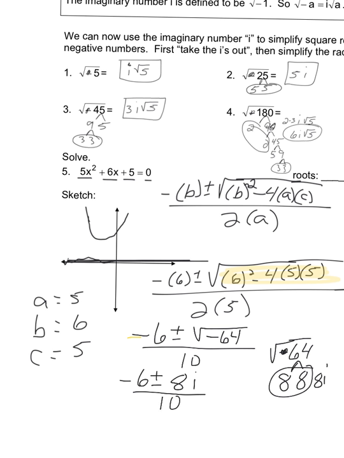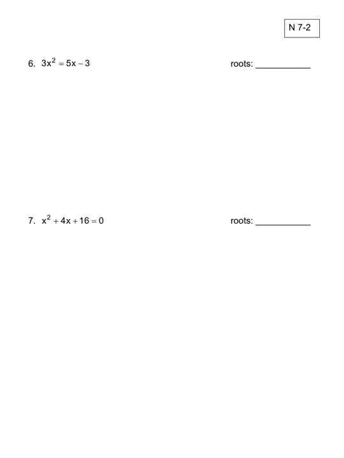We look at all those, and they're all even numbers, so I know I can reduce for the last step. So last step, I'm going to reduce them all by 2. So negative 6 divided by 2 is negative 3, plus or minus 8 divided by 2 is 4i, all over 10 divided by 2 is 5. Okay, so that's my answer. That's my roots. To the next one.